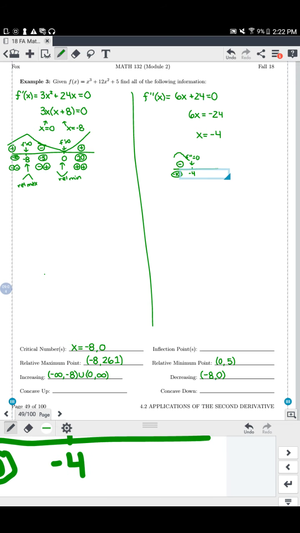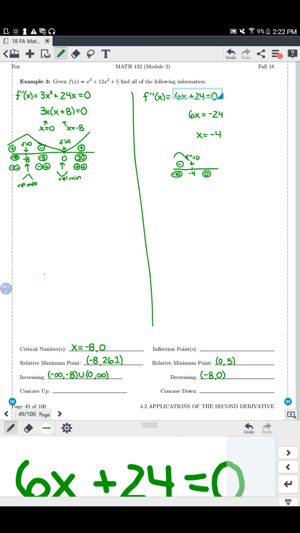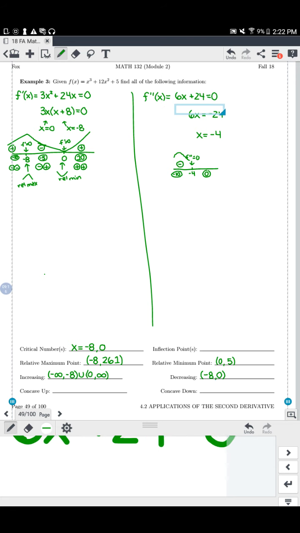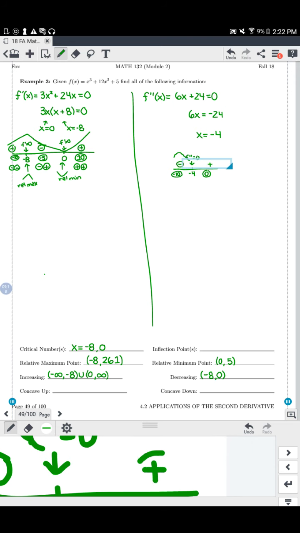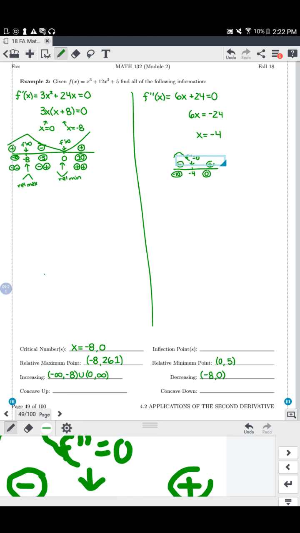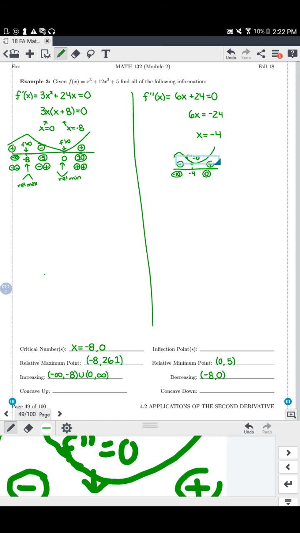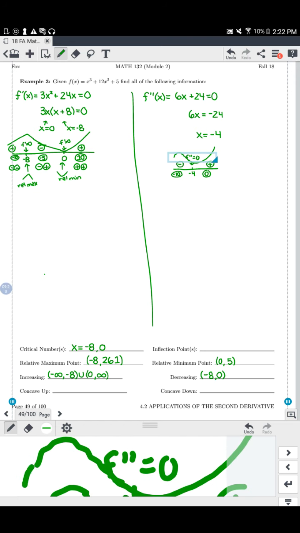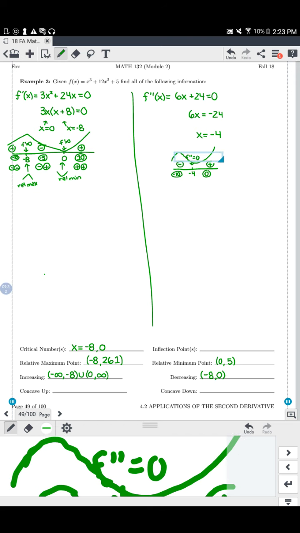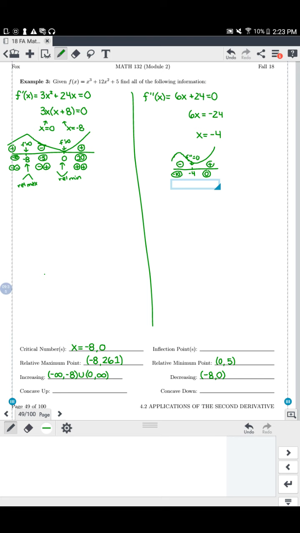And then after negative 4, I can plug in anything. This is my favorite interval because I can just plug in 0. If I plug 0 into the second derivative, it will tell me concavity. So 6 times 0 is 0 plus 24. Well, that's 24, so it's positive. So I switch from being concave down and I'm now concave up. So, do I have a point of inflection? Well, yes. This is where I switched concavity from concave down to concave up. So I do have a point of inflection because it made the second derivative 0 and changed concavity. My point of inflection is at negative 4.